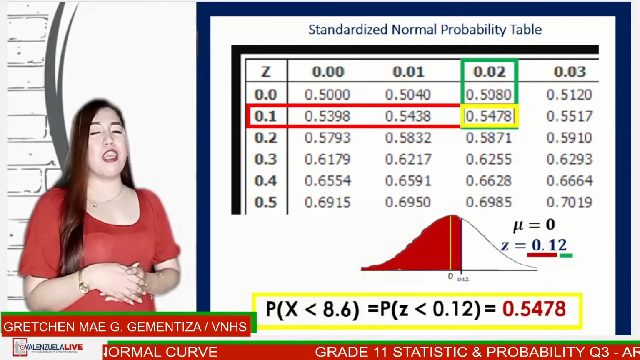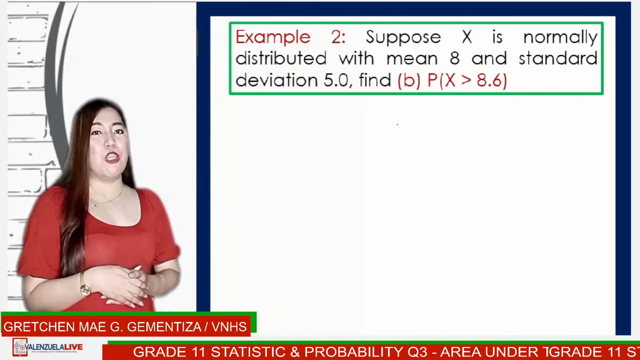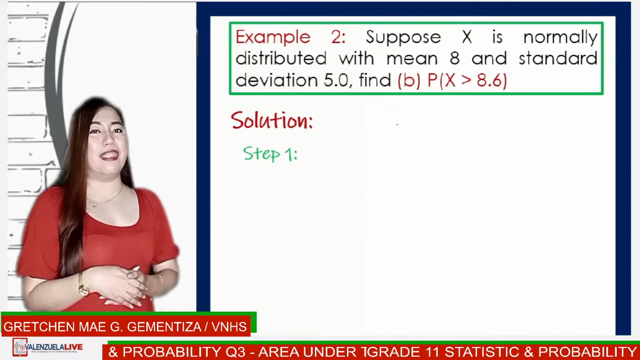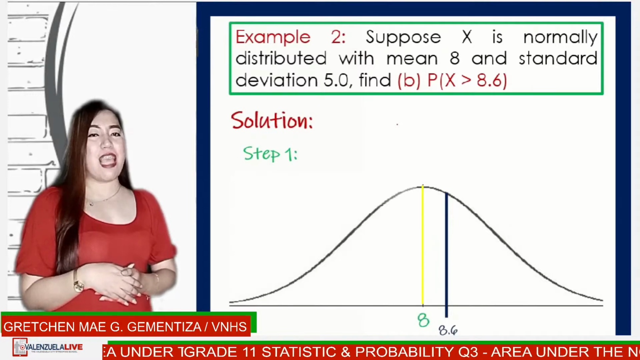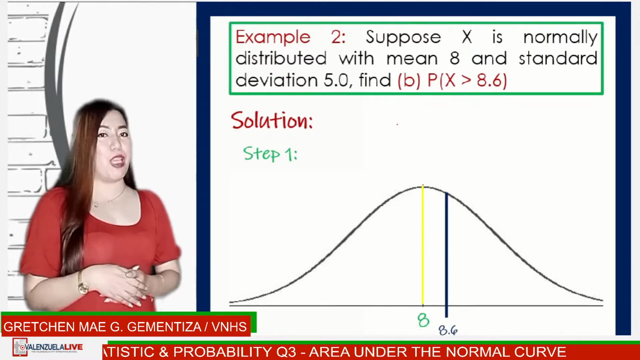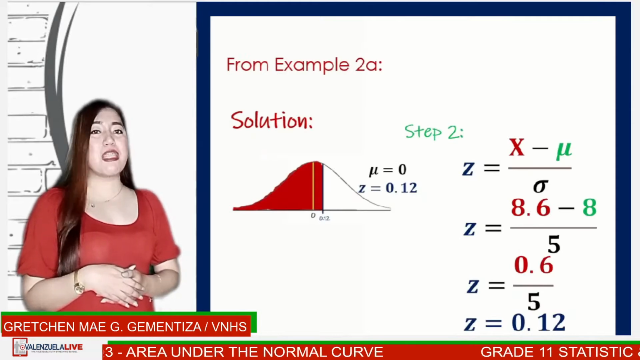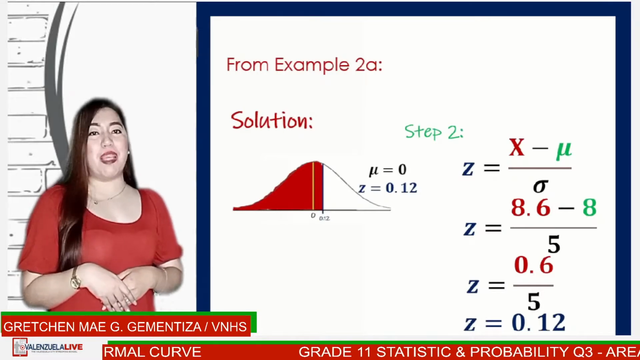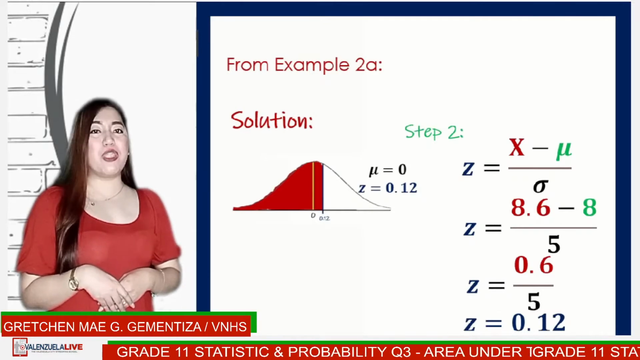Next, given is the probability of x greater than 8.6. To answer letter B, let us follow these steps. Step 1. Identify the area of the shaded region. Since the given is x greater than 8.6, then we will shade the right side tail of 8.6. Step 2 is to convert the normal distribution into standard normal distribution. From example 2A, we already solved the equivalent z-score, which is 0.12.